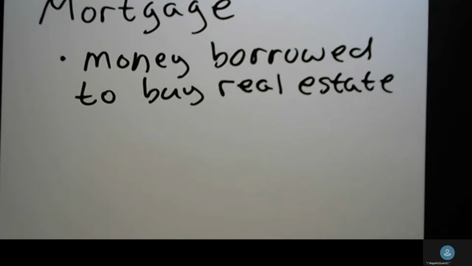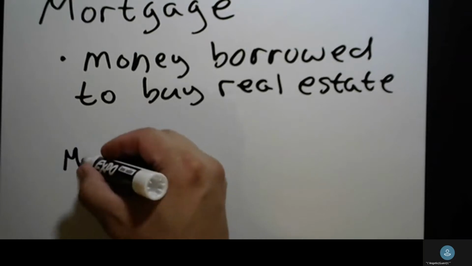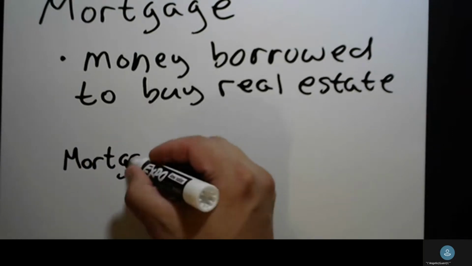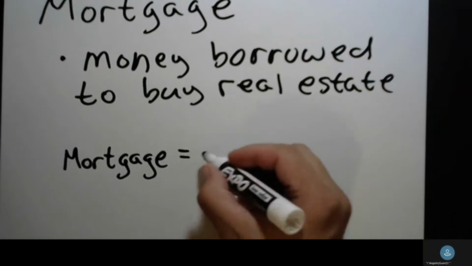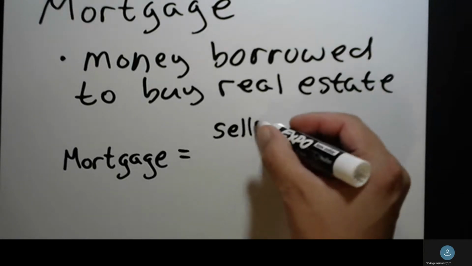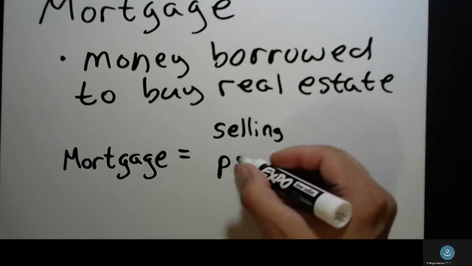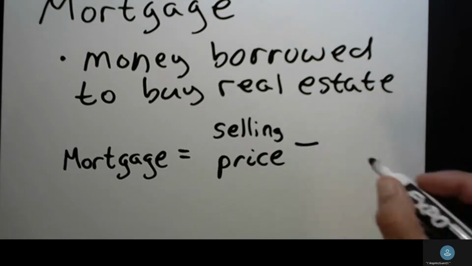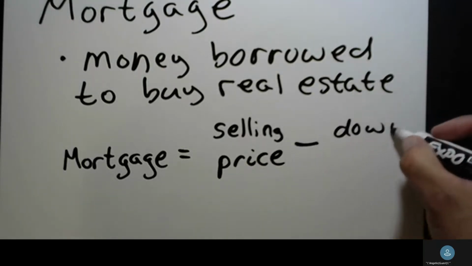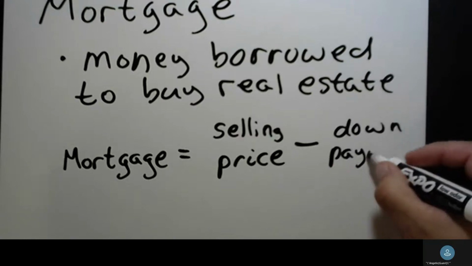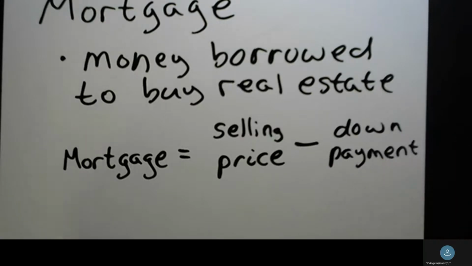Now, mortgages follow a very particular formula. For a lot of these purchases, there's going to be what's called a down payment. And so the mortgage is the selling price minus the down payment. So that's going to be a key point to talk about.